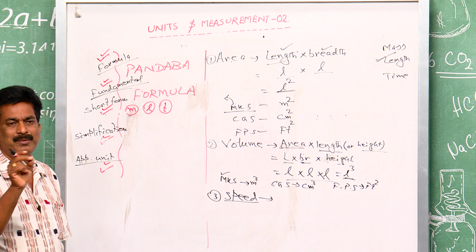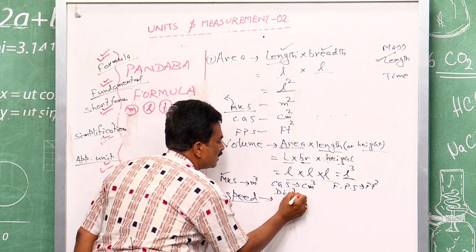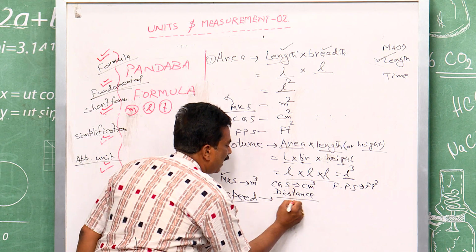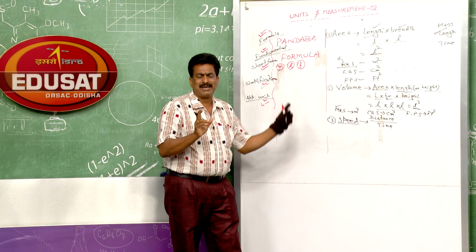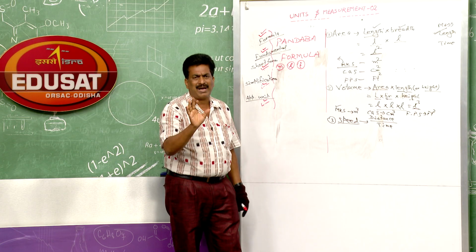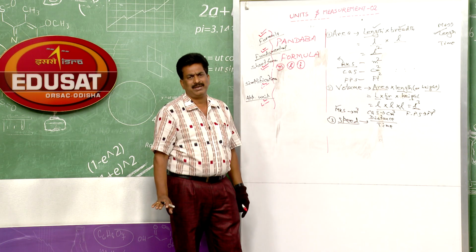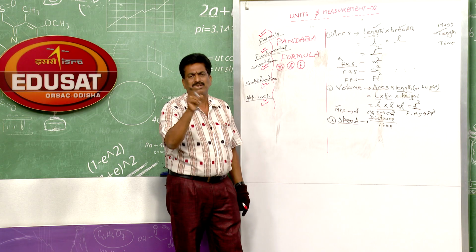This is the distance divided by time, duri vibhakta samay. This is the fundamental one. As I said last class, if you make a silly mistake in the formula, everything will be spoiled. As I have written, you have to write the sutra, meaning the formula.